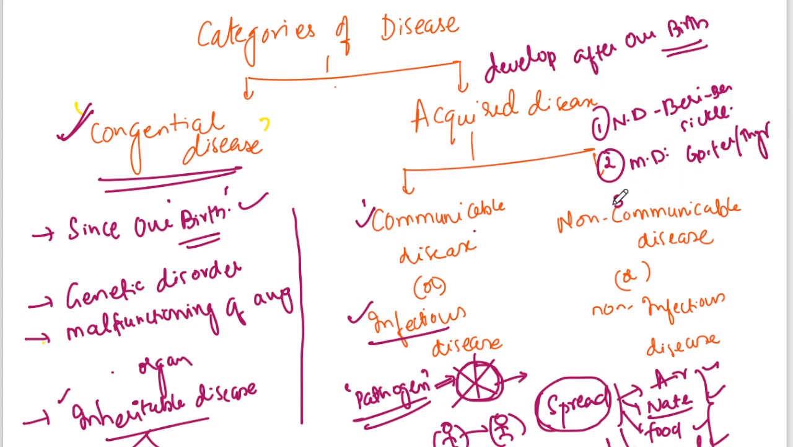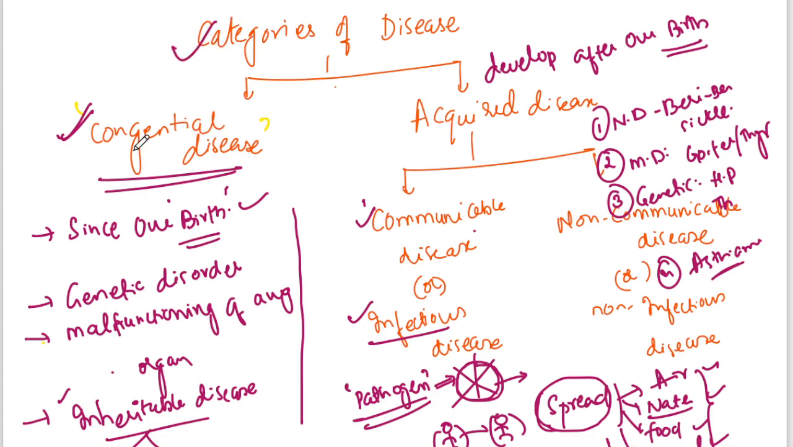Next, non-communicable diseases include genetic diseases like hemophilia or thalassemia. Then allergic reactions like hay fever or asthma. Or degenerative diseases like arthritis, cataract, or physical or chemical causes like injury or poisoning. So these are called non-communicable diseases. In this class, we have discussed categories of disease.